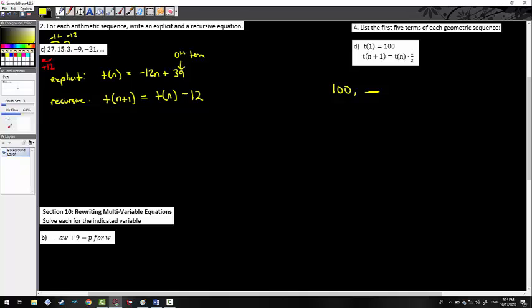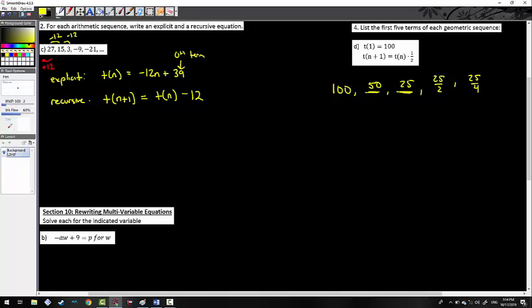What does that mean? 100 times 1/2 is 50. 50 is now my current term. My next term after 50, I will take the 50, which is my current term, and multiply it by 1/2, getting me 25. Next, it will be 25, which is my current term, times 1/2, 25 over 2. And last, 25 over 2, which has now assumed the role of the current term, times 1/2. So that will be 25 over 4.